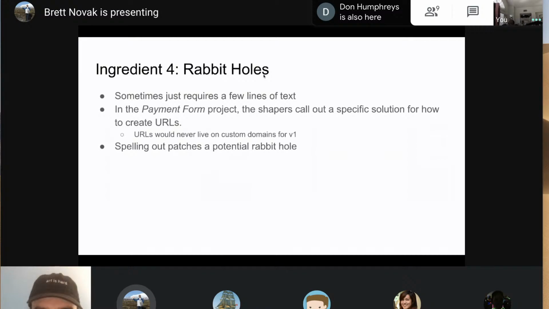So ingredient number 4, rabbit holes. Sometimes it just requires a few lines of text. Using the payment form project as an example, the shapers call out a specific solution for how to create URLs. The URLs would never live on a custom domain for version 1. Basically just spelling out any potential rabbit holes will avoid a whole line of discussion that we don't care about. So yeah, all part of shaping the work and making sure that it fits within the appetite is just saying flat out, we're not going to go down this road. Don't want to go down that road.